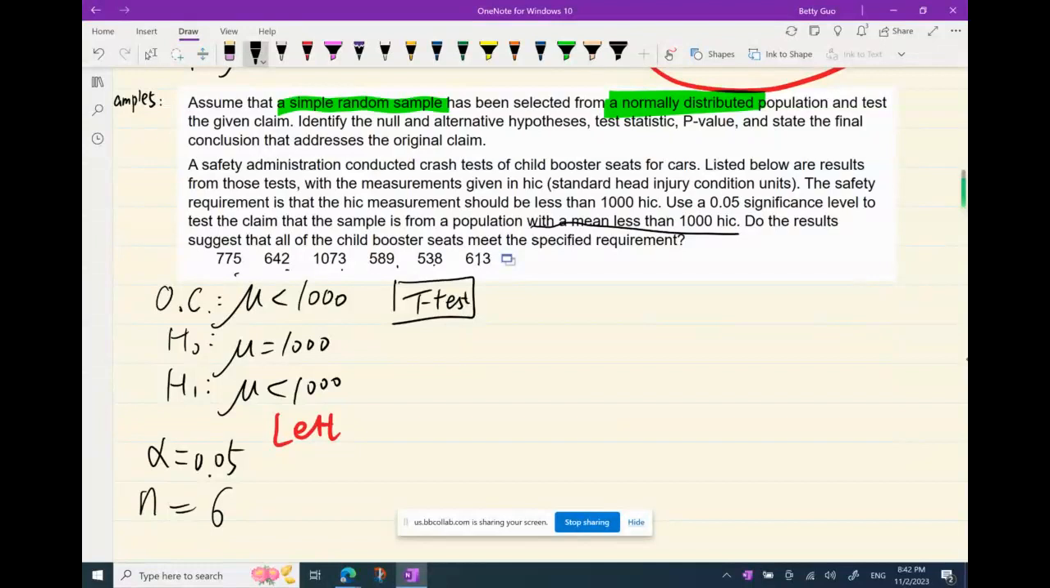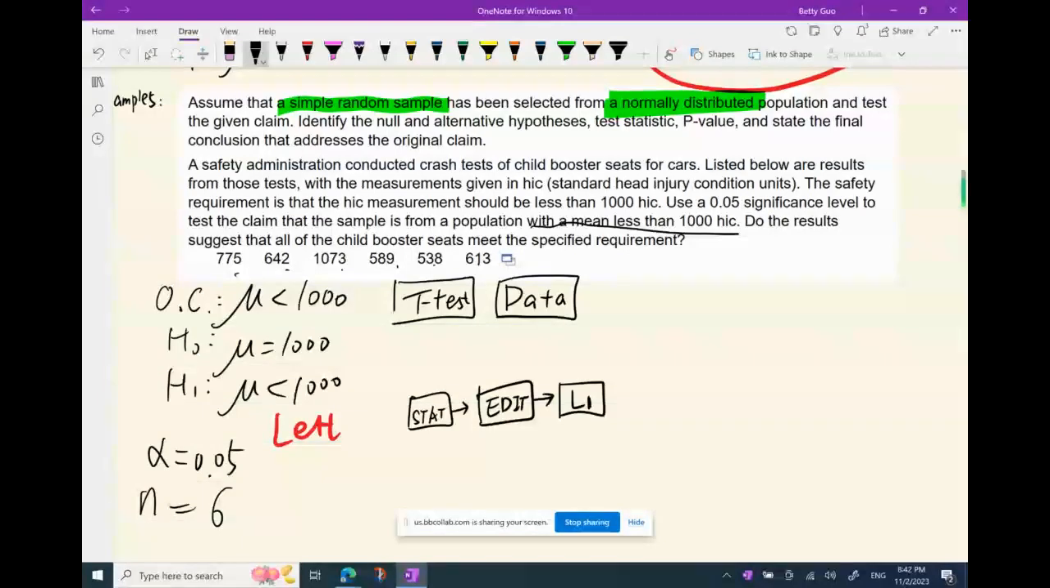T-test. Yeah, let's go there. But in this case, we have to use data. We don't have a sample mean or sample standard deviation, so we have to use data. But before we use data, let's go to stat and then edit, and then store our values in L1. Let's do that, okay? Go to stat, edit.